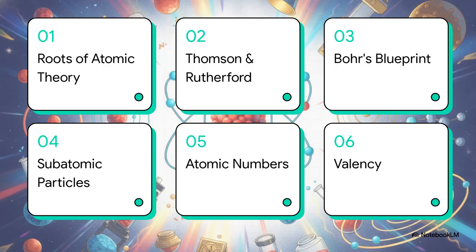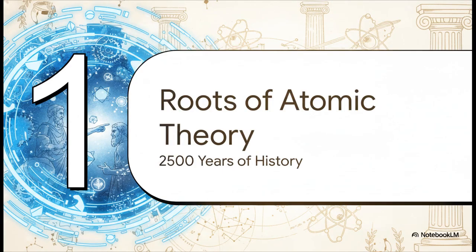Here is our roadmap for today. Number 1, roots of atomic theory. 2, Thomson and Rutherford models. 3, Bohr's atomic blueprint. 4, the subatomic particles. 5, atomic number and configuration. And 6, valency, the combining capacity. Let's start with Section 1, Roots of Atomic Theory.